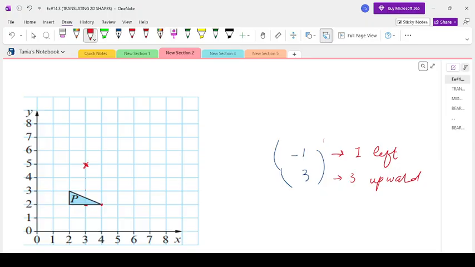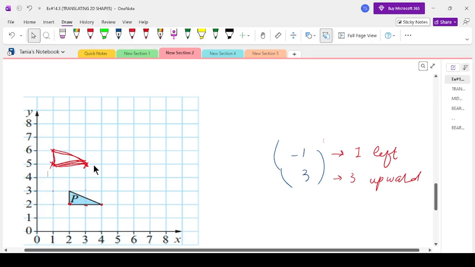Then we have to drag this point. This point we have to drag 1 left, and then we are dragging it 3 up. 1, 2 and 3. Then we have this point, 1 left and 3 up. 1, 2 and 3. Then we are joining all of these points to get the translated figure of triangle P.